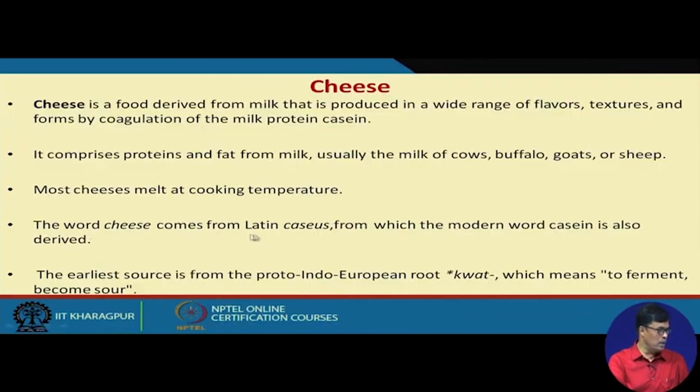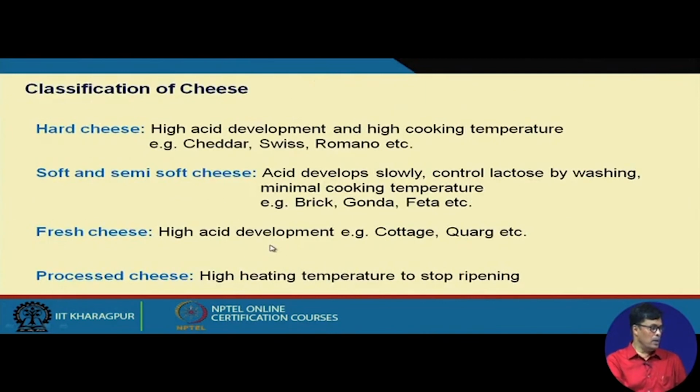The word cheese comes from the Latin caseus, from which the modern word casein is also derived. The earliest source is the Proto-Indo-European root kwat, which means to ferment or become sour, because this fermentation during the curd making process produces the lactic acid. Now, what is the classification of cheese?